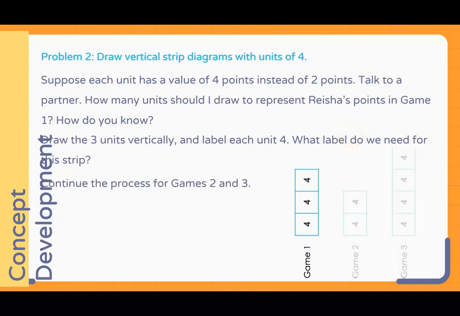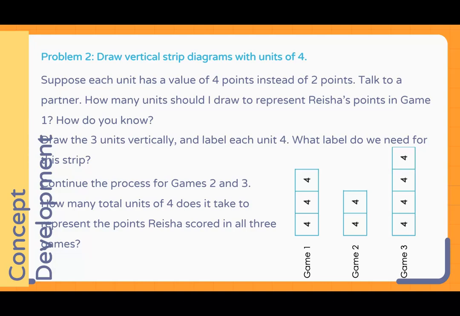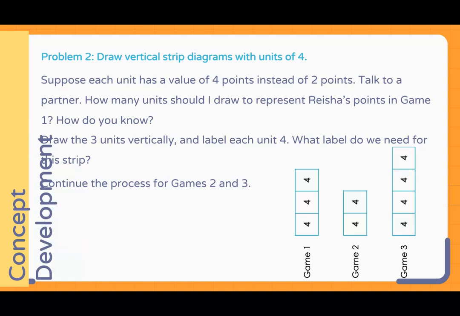Now we do the same thing for games 2 and 3. Game 2 she scored 8. So instead of it being 2, 4, 6, 8, it's 4, 8, because now we're counting a value of 4 points. Game 3, same thing. She scored 16, counting by 4s: 4, 8, 12, 16, instead of using 2s. Remember I told you the numbers are going to get bigger, so they're starting to get a little bit bigger.